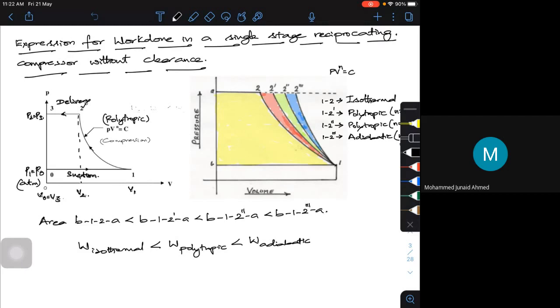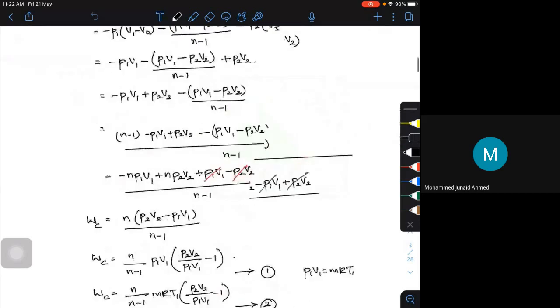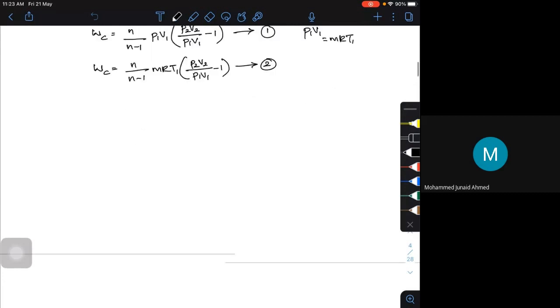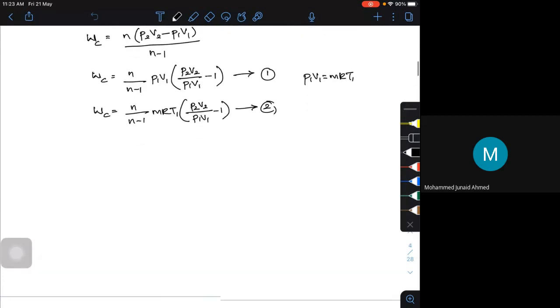If it is polytropic, it will be as per P1 V1 to the power of n is equal to P2 V2 to the power of n, or PV to the power of n is equal to constant. So I am going to substitute for V2 by V1 in terms of pressure. For that, what am I going to do?